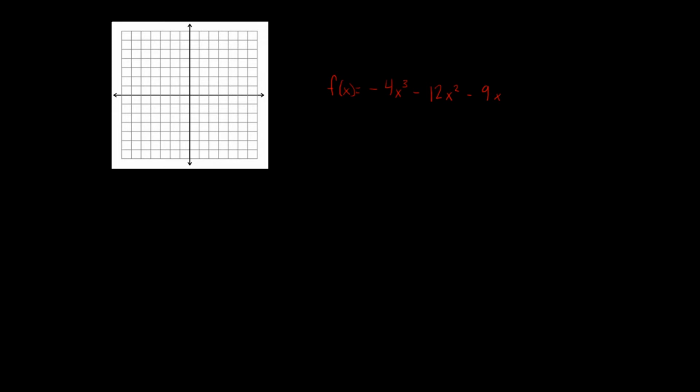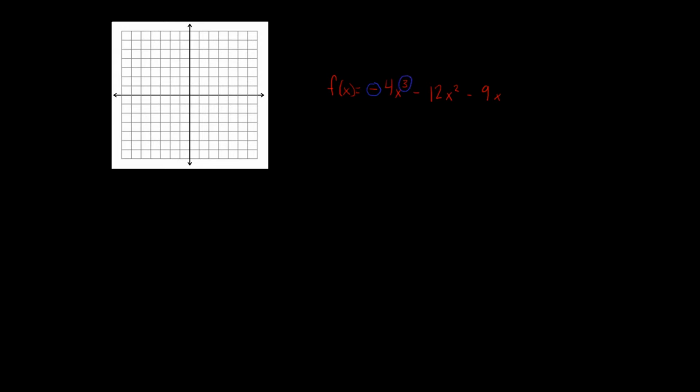We've got f of x is equal to negative 4x cubed minus 12x squared minus 9x. So how can we even begin to start graphing this? Well, we can point out a couple of things straight from the beginning. We can see that it's got a negative leading coefficient, and that it's to degree 3, because that's the highest degree.